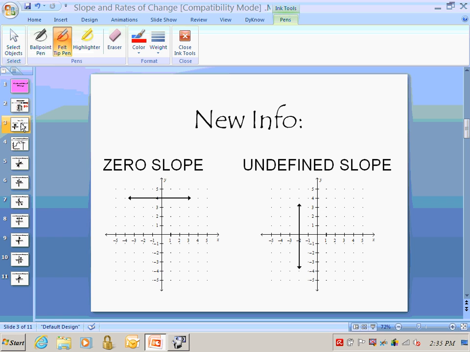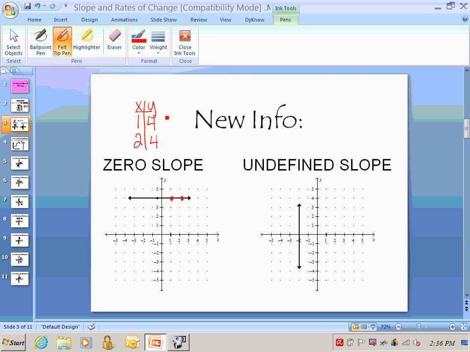Okay, a zero slope and undefined slope. We've seen both types of these graphs. But when we figure them out, I'm going to pick 2 points here. So one here and one here. And if we were to put that on a table, the first x value is 1, y value of 4. The second one, x value is 2, y value of 4.